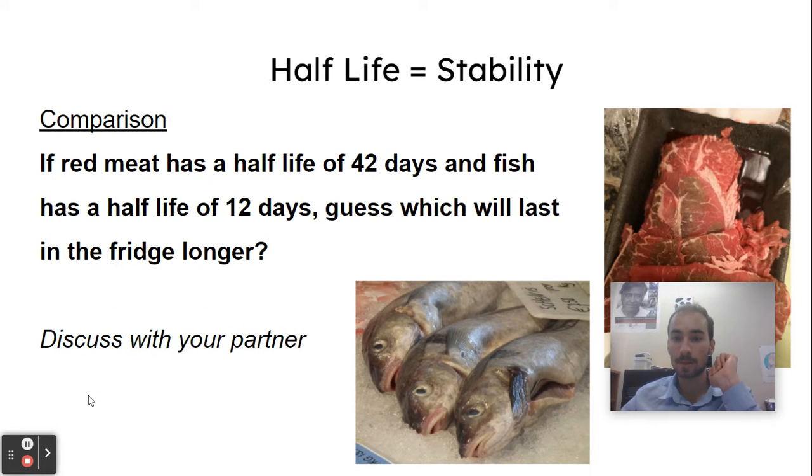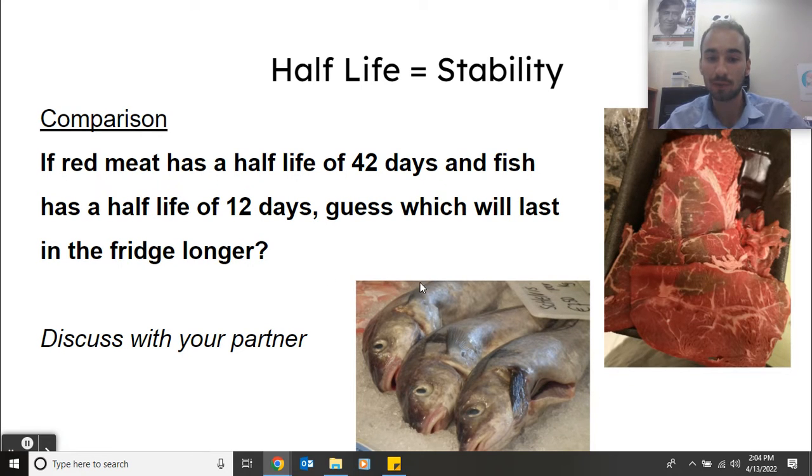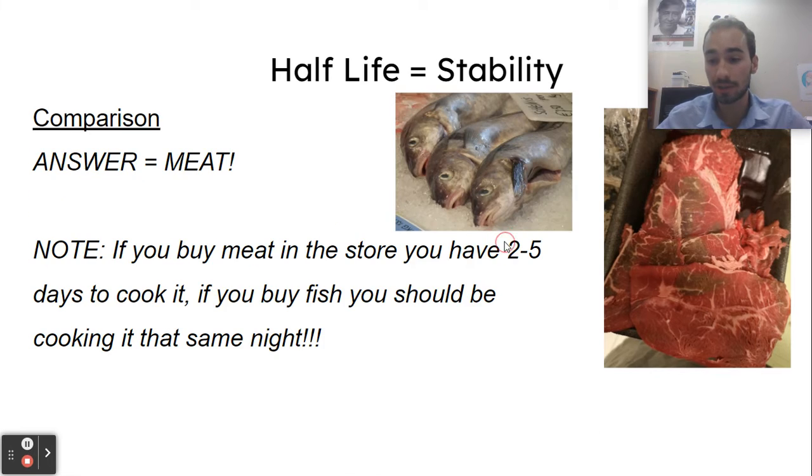Next. Okay, if red meat has a half-life of 42 days and fish has a half-life of 12 days, I want you to guess. Pause the video now, think about which one of these will last in the fridge longer. Half-life of 42 days, half-life of 12 days. Hopefully you logicked it out. You realize meat will last longer in the fridge compared to fish. Not the freezer. The freezer will stop the decaying, but the fridge, the meat will last longer.